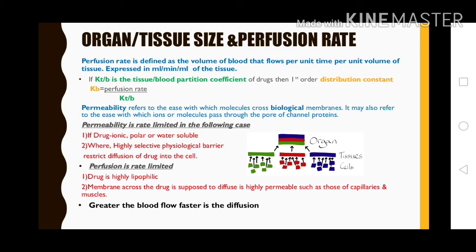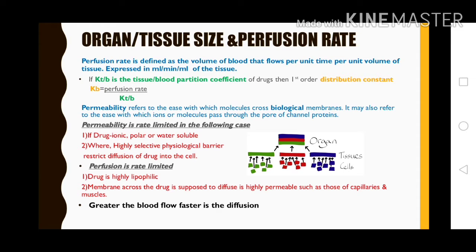Distribution constant follows a first order reaction, and it is denoted by Kb. With the equation we can see that Kb is equal to perfusion rate upon Kt/b, where Kt/b is the tissue blood partition coefficient.